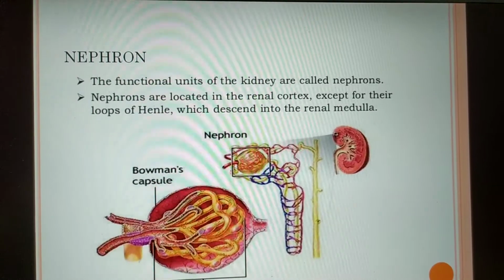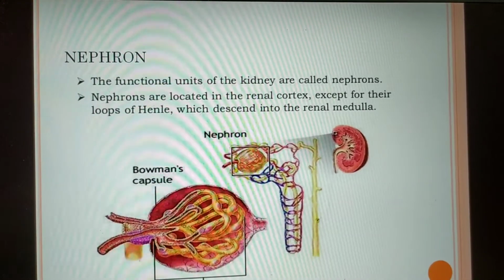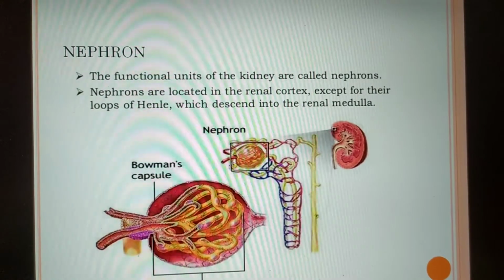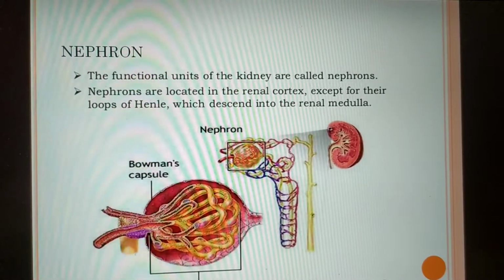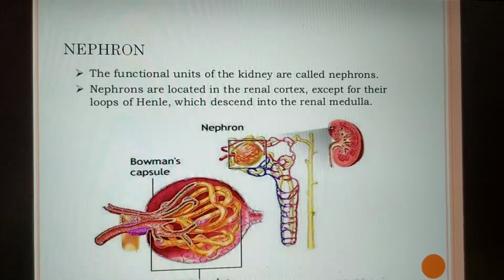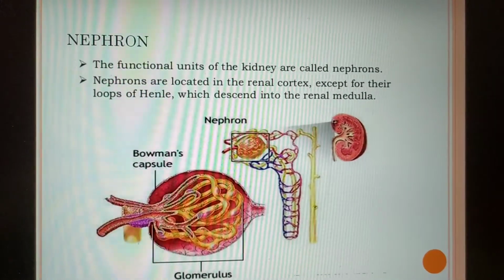The functional unit of kidneys are called nephrons. Nephrons are located in the renal cortex region, which is the outermost portion of the kidney, except for the loops of Henle, which descend into the renal medulla, which is the innermost portion of the kidney.